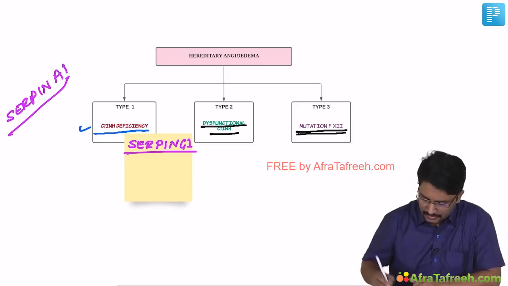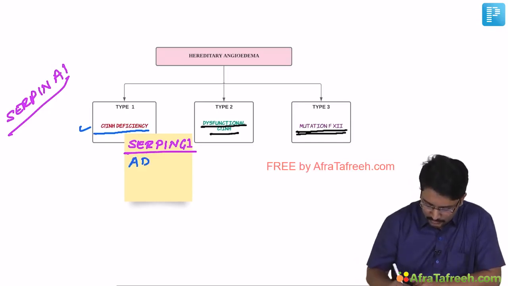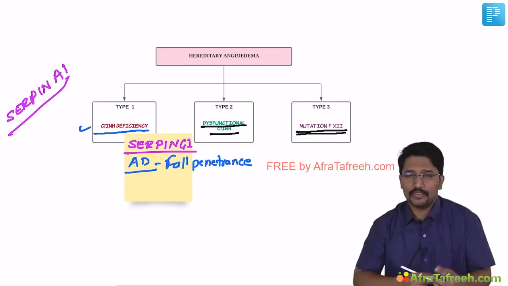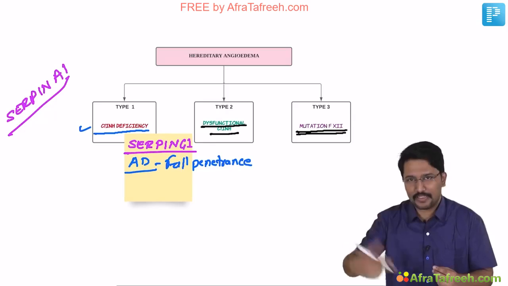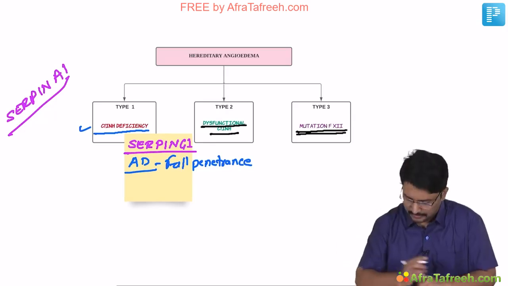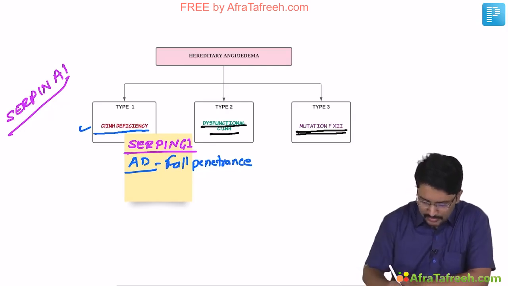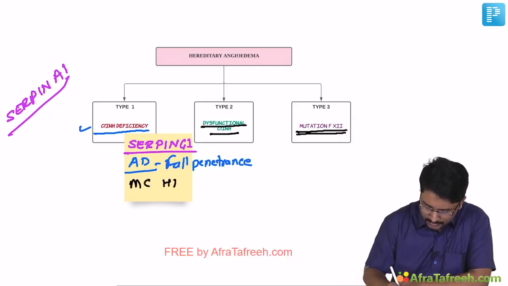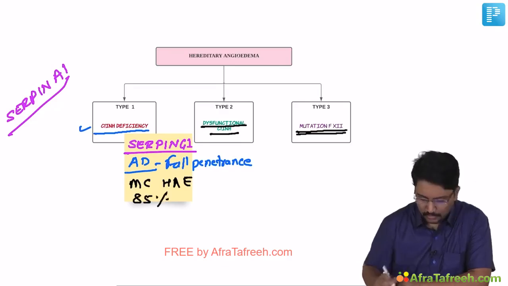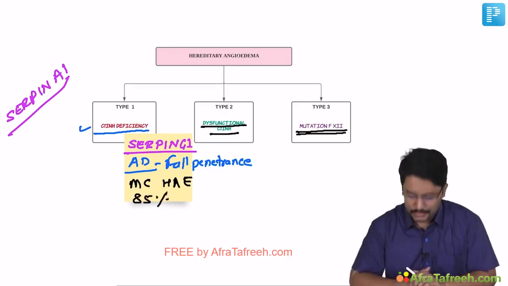So this mutation is inherited as an autosomal dominant condition with full penetrance. That means it is passed on to every next generation of the offspring. And the third point you should remember about type 1 is that this is the most common type of hereditary angioedema, and this accounts for more than 85% of all cases of hereditary angioedema.